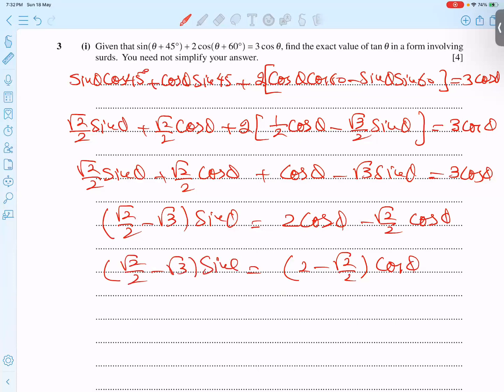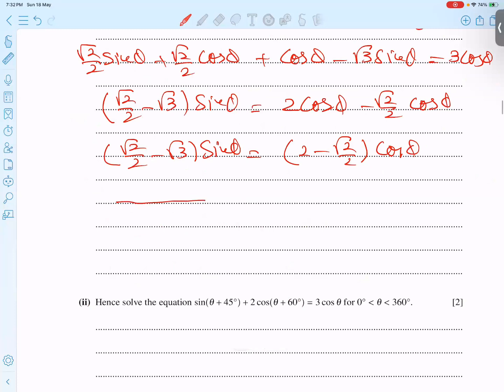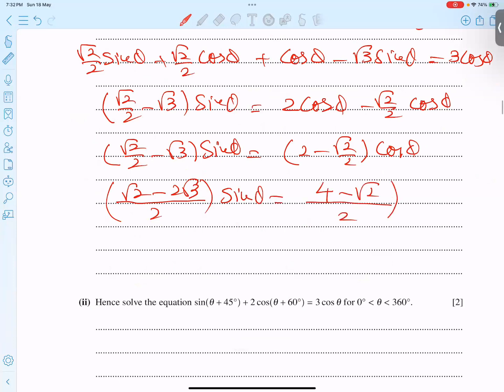Naturally, don't start without taking LCM. So LCM here is 2, and root 2 minus root 3 over 2. LCM is compulsory before you continue. So 2 LCM again, 2 times (4 minus root 2) into cos theta. So cos will go under sine and become tan, and this 2 will cancel first of all, and this will go in the denominator. And final form, I got tan theta is equal to 4 minus root 2 over root 2 minus 2 root 3.